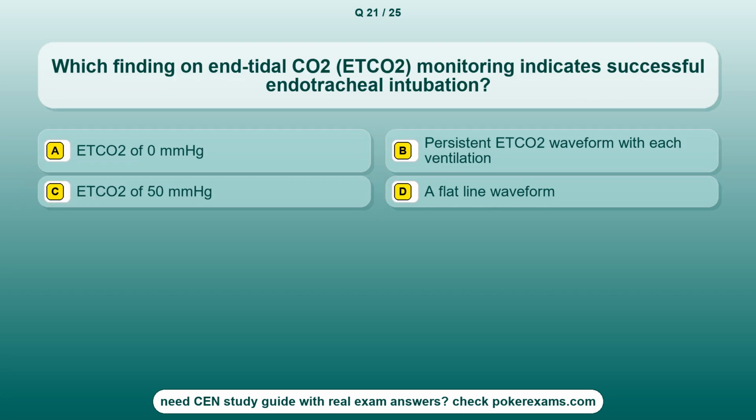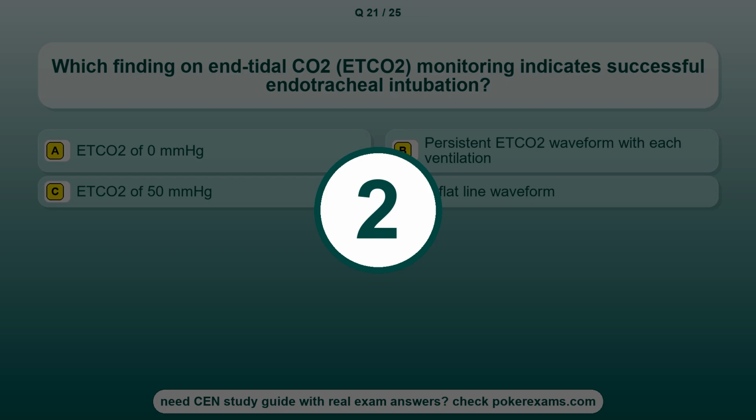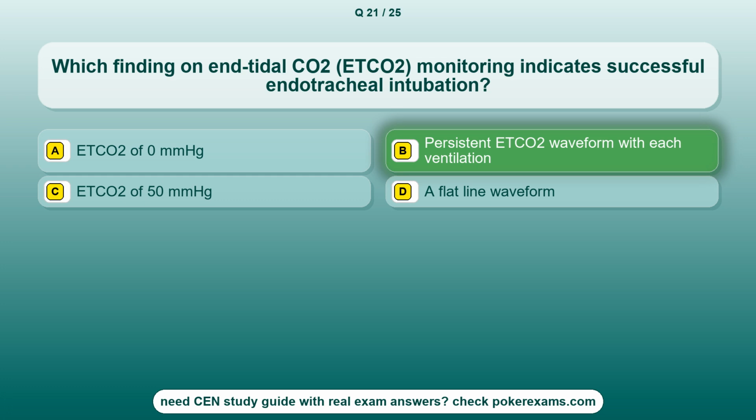Question 21. Which finding on end-tidal CO2, ETCO2, monitoring indicates successful endotracheal intubation? Option A, an ETCO2 of 0 mmHg. Option B, persistent ETCO2 waveform with each ventilation. Option C, an ETCO2 of 50 mmHg. Option D, a flat line waveform. The correct answer is option B, persistent ETCO2 waveform with each ventilation.